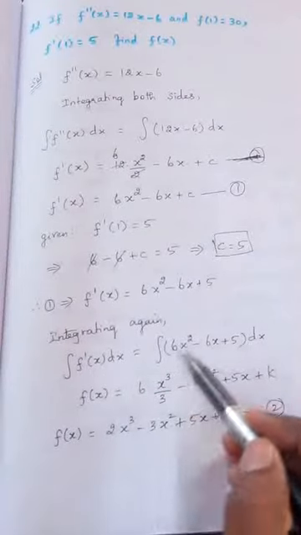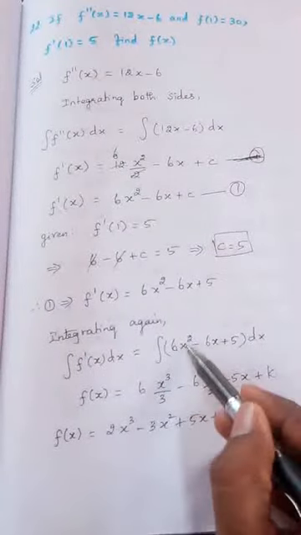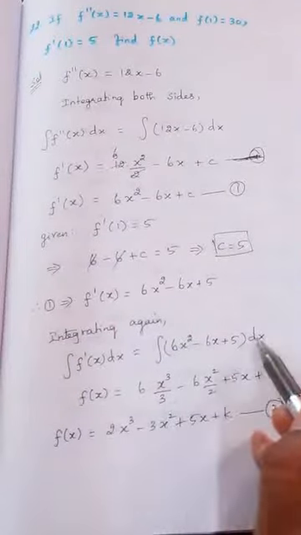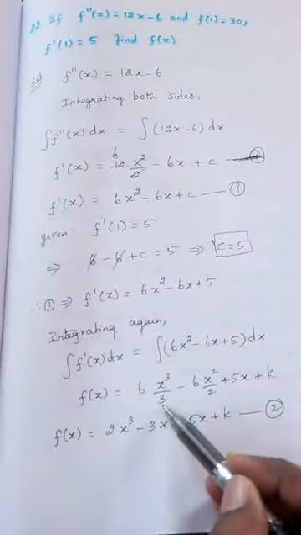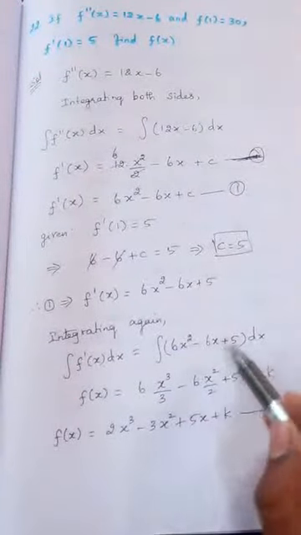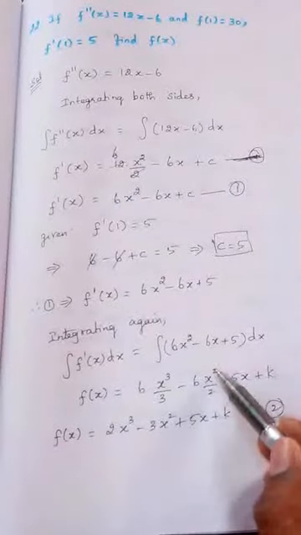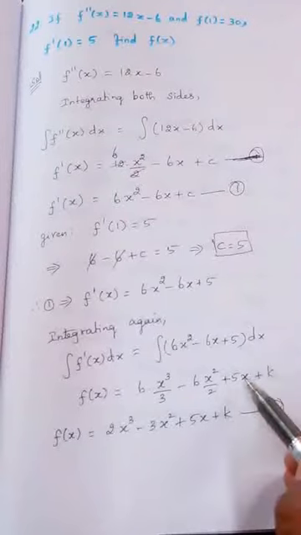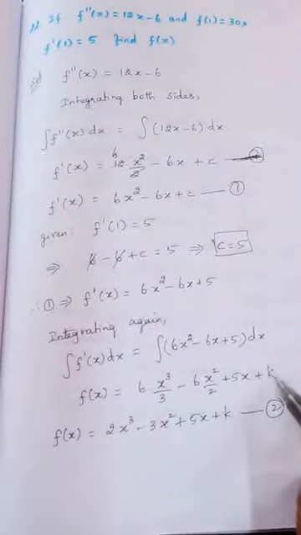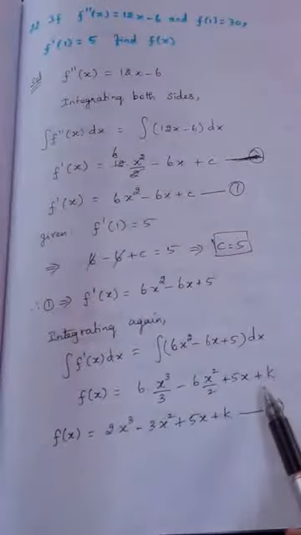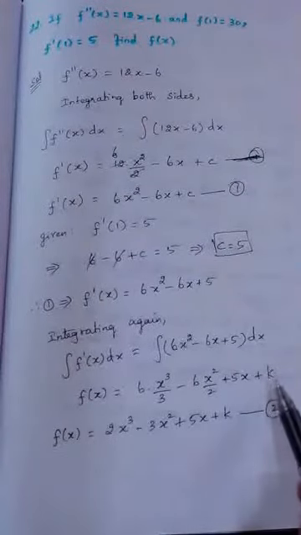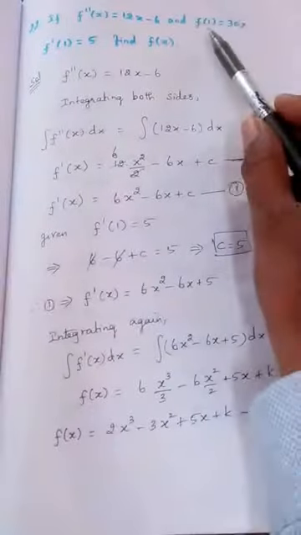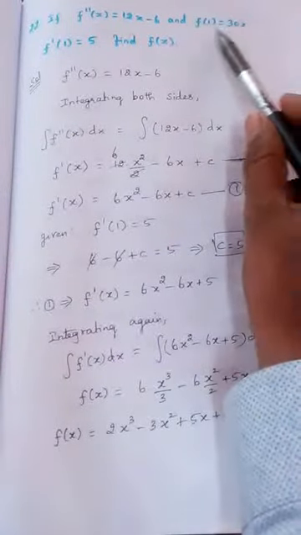f of x is equal to 6 is constant. If you integrate x square dx, the answer is x cube by 3. Minus 6 is constant. x dx, the answer is x square by 2. 5 is constant. Integral dx is x plus this integration constant. We have not put c because we already used c, so we are putting k now. To find this k, we will use this condition, f of 1 is equal to 30.